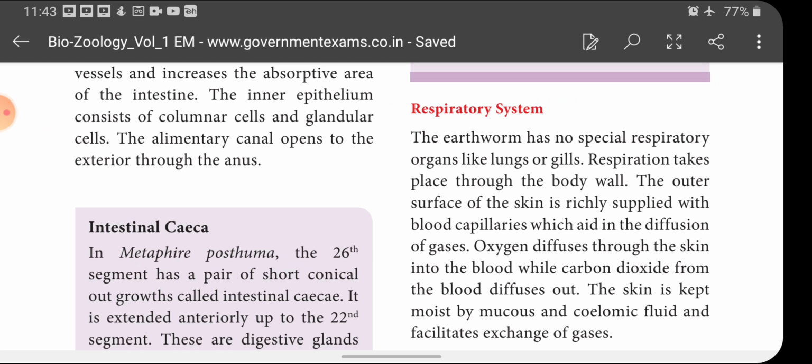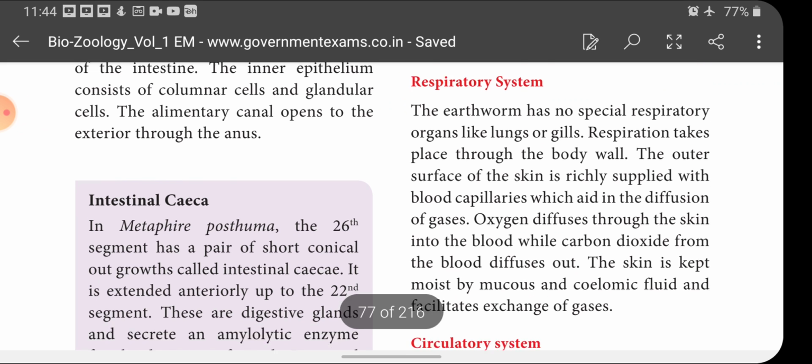The skin of the earthworm is also richly supplied with blood capillaries carrying blood. During respiration, oxygen from the atmosphere diffuses into the mucous membrane or moist layer of the skin and then enters the blood capillaries. In the same way, carbon dioxide in the blood is passed out through the diffusion process. Hence there is no special respiratory structure that we can see in the earthworm.